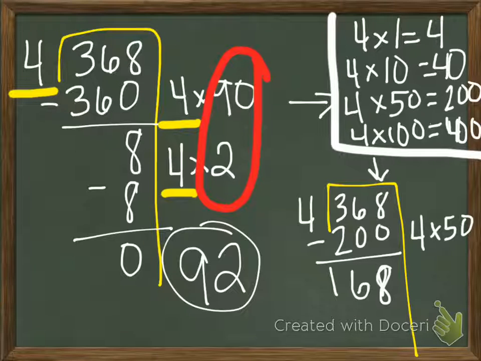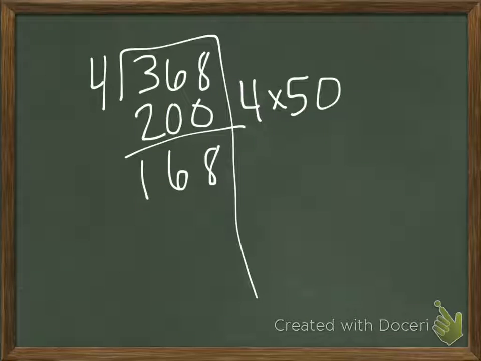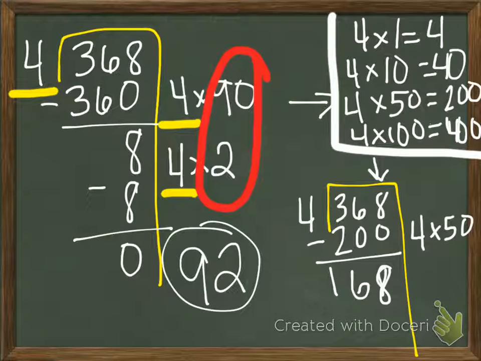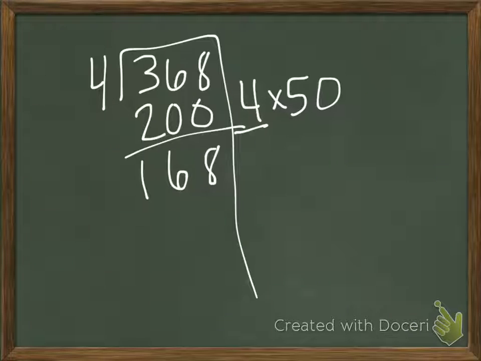Down here, going back to just showing you a different way of solving this, which I'm probably going to run out of room. Okay, so I just brought it to a new page. So what we said is we have 4 groups of 50. That gave us 200, and now we're at 168. We can look back at this chart, and 200 is too big to be focusing on for 168.